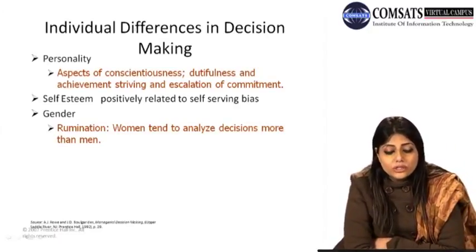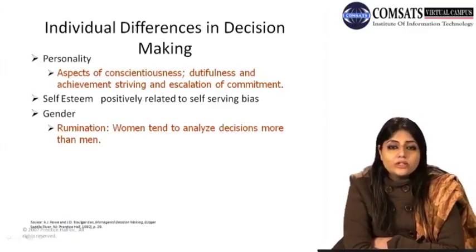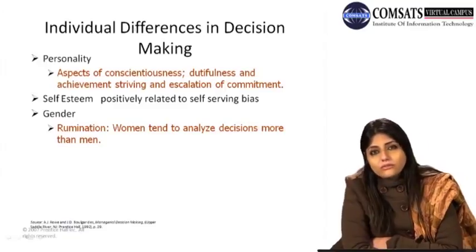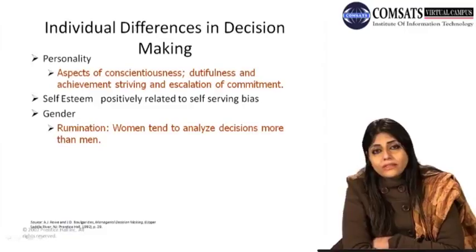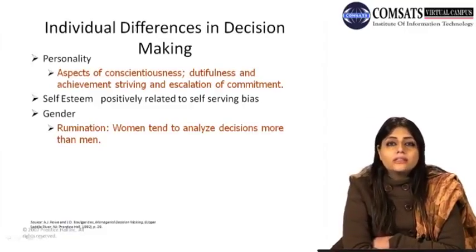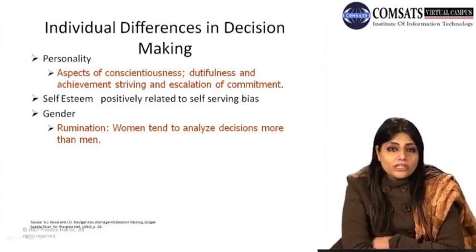Then there is rumination, when you tend to take a lot of time and really analyze the decisions. We know that women often ruminate much more than men. They are very analytical and very slow decision makers, and men are fast decision makers because they ruminate less.